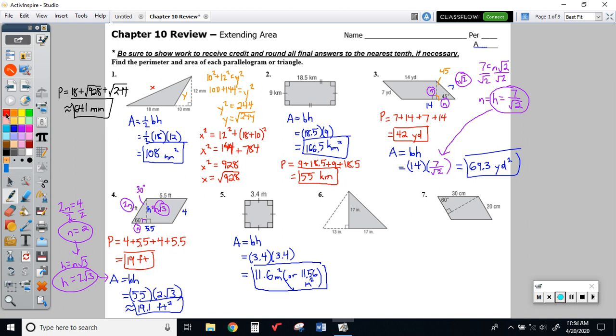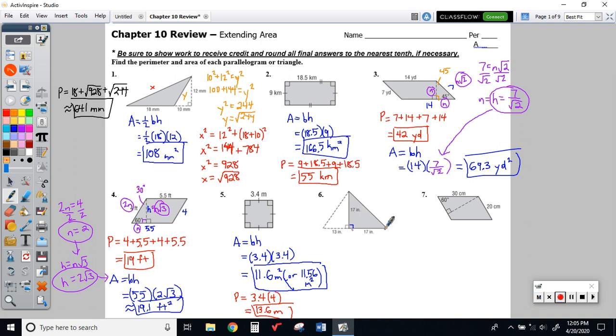And then for perimeter, you could write 3.4 plus 3.4 plus 3.4 plus 3.4, or you could just write 3.4 times 4 because there's 4 of those sides. And then for that one, it looks like we've got 13.6 meters. Number 6, taking a look at, if this is 90, that's going to be 90 right there.